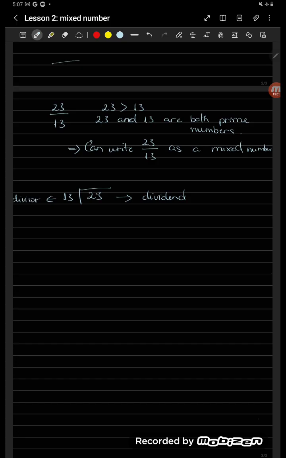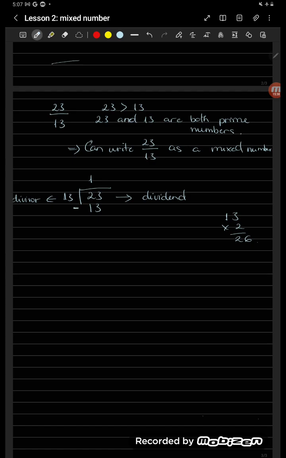Okay, now 23 divided by 13. So what is the quotient here? It is equal to 1, right? It cannot be 2, because if you have 2, then 13 times 2 equals 26, and 26 is greater than 23. So the quotient must be 1. So 1 times 13 is 13, right? 1 times whatever number equals itself. 1 times 1 is 1, 1 times 2 is 2, 1 times 100 is 100, 1 times 10 is 10, 1 times 13 is 13.